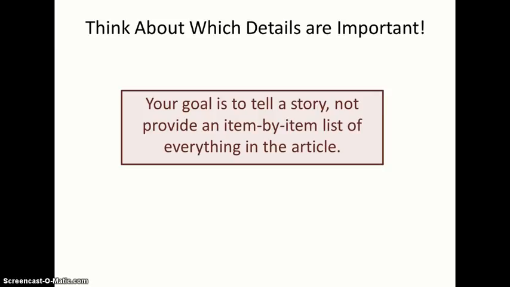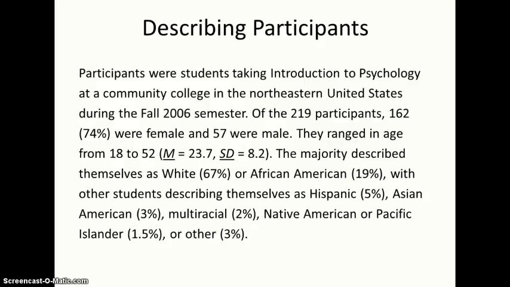So what I'm going to do in this presentation is give you some advice for different sections of an article and look at what kind of information the authors would give you and then how you would translate that into a summary. So one of the things that is often challenging is describing participants, because the authors will give you a lot of detail when they are describing their sample.